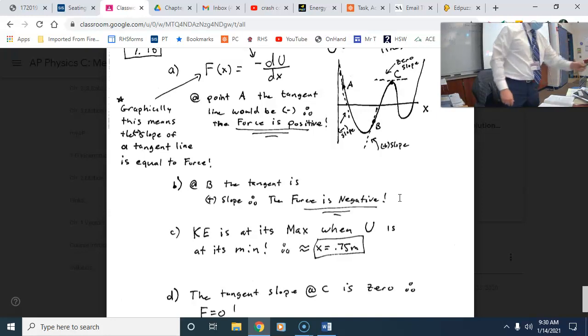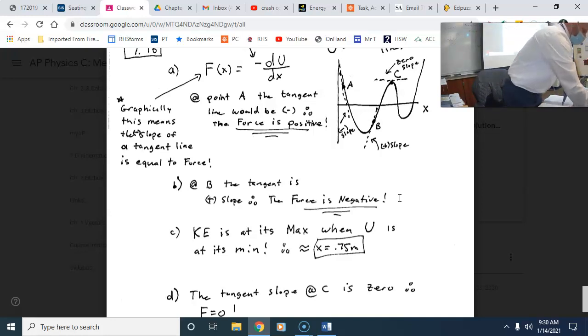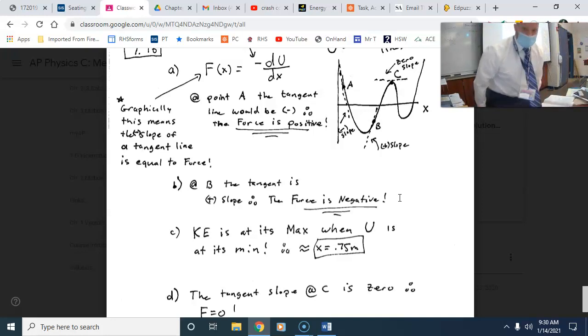That's the conceptual idea of why that formula is the negative derivative and not just the plain old derivative. The plain old derivative would give you the correct magnitude of the force, it just wouldn't have the right direction. Okay?